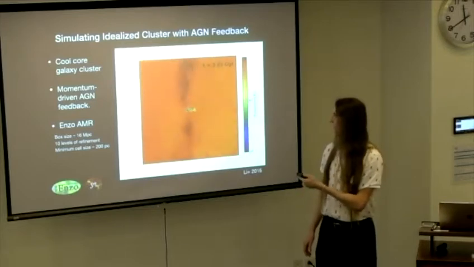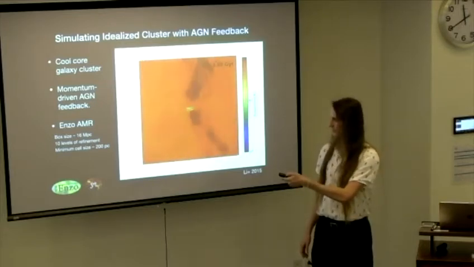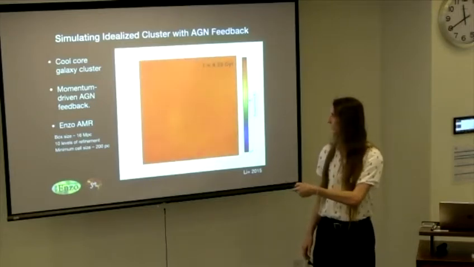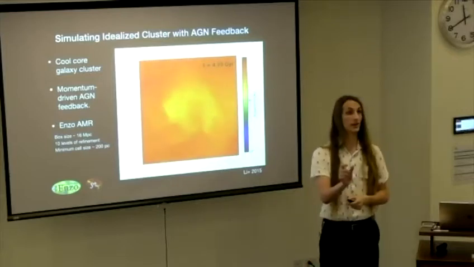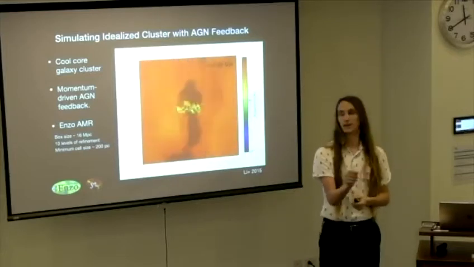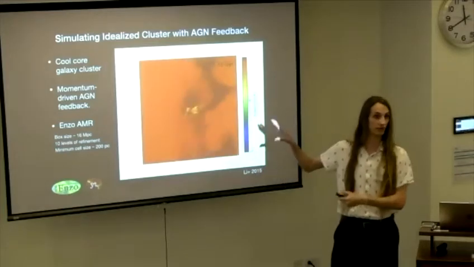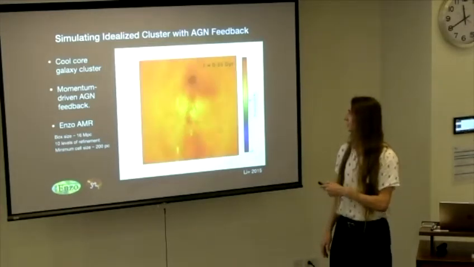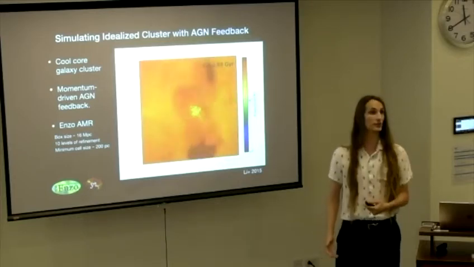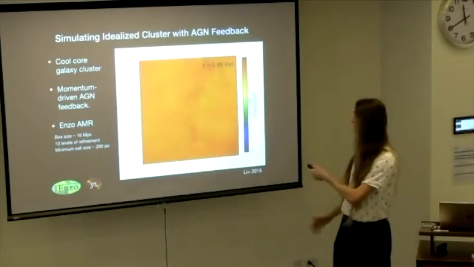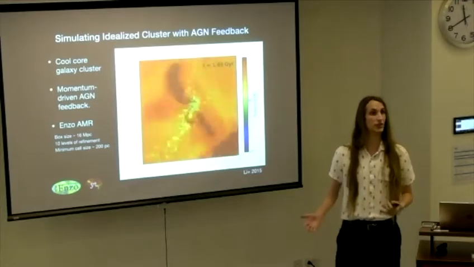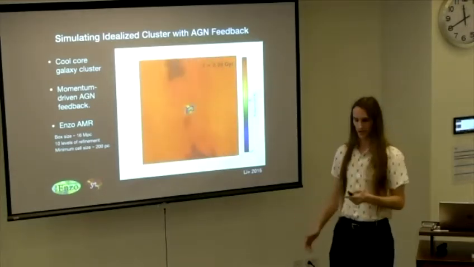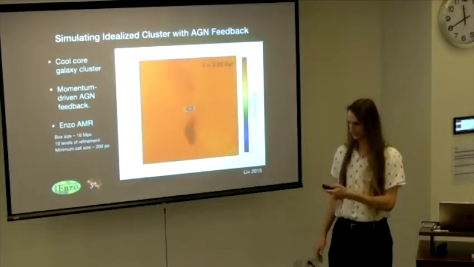And so you can see in this movie, first off, this is about a 16 megaparsec box, but this movie is only about the inner 100 kiloparsecs. So this is just a small region right around where the outflows are. And you can see that the AGN is really perturbing the environment. It's causing lots of fluctuations in the temperature here, and corresponding fluctuations in the density. And we want to try to understand these perturbations.